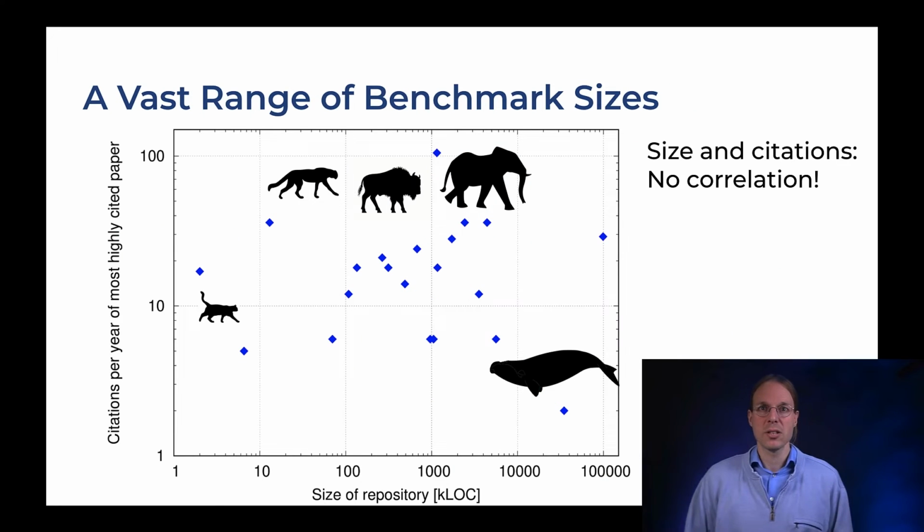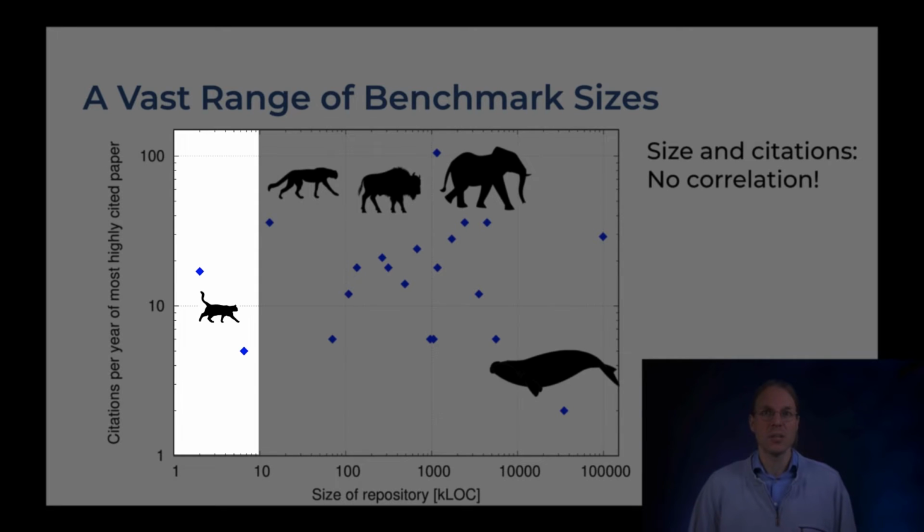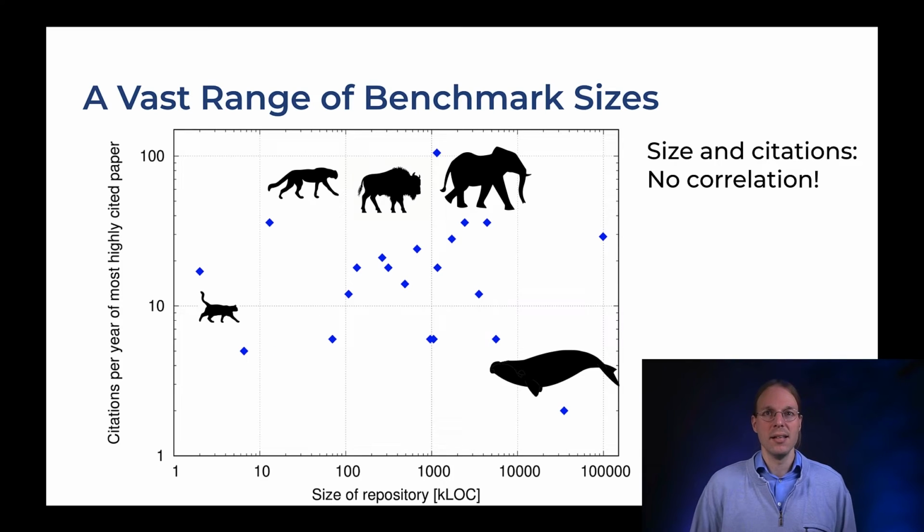When we look at all the benchmark sizes, we see that we have a vast range available, from a few thousands of lines of code to almost 100 million lines of code. Now, this huge range is really hard to visualize. So let's turn to animals and their mass to get an idea of how much of a size difference we have here. The smallest benchmarks have a few thousands of lines of code, which is similar to a cat. Here, 1 gram means 1 line of code, and 1 kilogram, 1,000 lines of code.